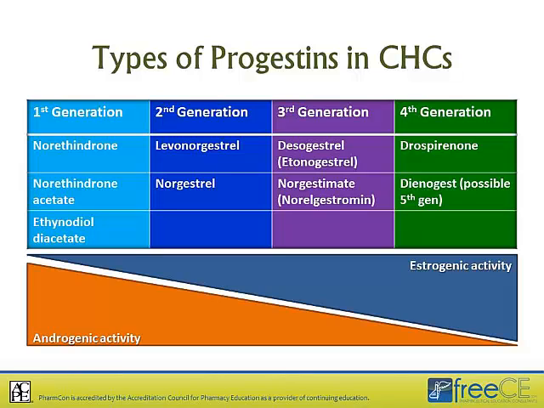Another option for our patient may be a fourth generation progestin such as drospirenone. Dienogest is found in a newer contraceptive called Natazia and actually may be classified as a fifth generation progestin. Overall, you can see that those agents with less androgen activity are also agents that have higher estrogen activity. This is particularly important because we know that higher estrogen activity may lead to an increased risk in VTE.